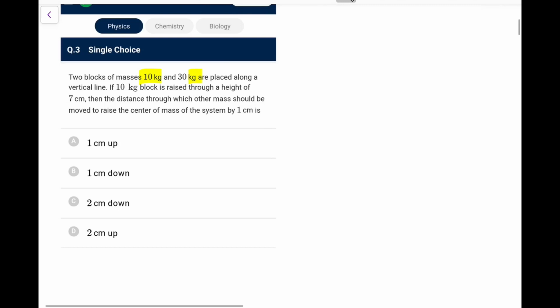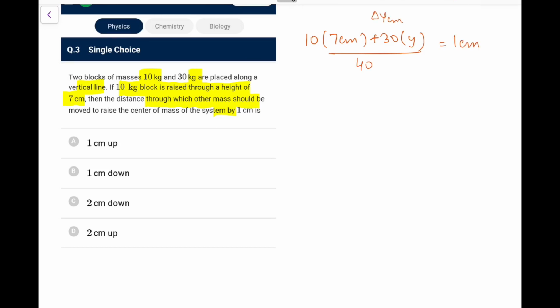2 blocks of 10 and 30 kg are placed along a vertical line. If 10 kg block is raised through a height of 7 cm, the distance through which the other mass should be moved to raise the center of mass by 1 cm. So what we will have, 10 is raised by 7, so let's say 30 is raised by y, divided by 10 plus 30, that is 40, that should be equal to 1 centimeter. I just used delta y cm is sigma mi delta yi upon summation of total masses. This is the result I am using.